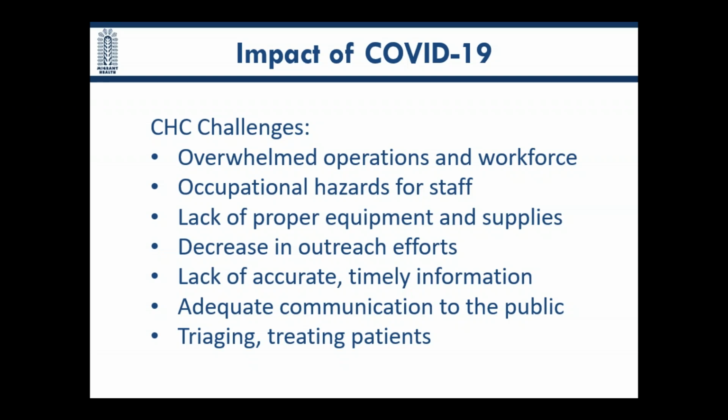Another challenge is lack of accurate and timely information. Like I mentioned earlier, this situation is evolving every day and there's new information that comes about. So being able to get accurate information to community health centers across the country, and then those health centers in turn being able to provide that information and communicate it to the public. And that includes our ag workers, if those are patients that we serve, letting them know whether or not services are continuing, especially for individuals who experience chronic conditions.